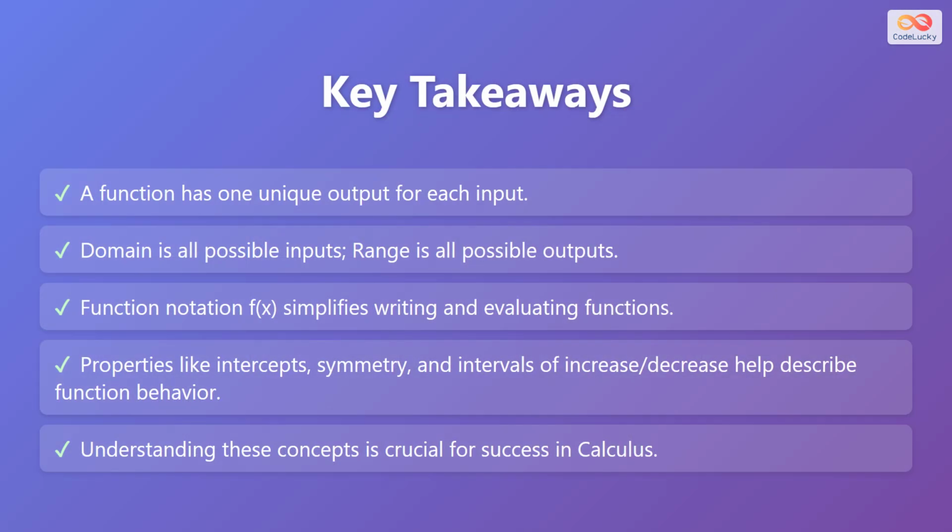To sum up, remember that a function pairs each input with a single, unique output. The domain and range tell us the possible inputs and outputs. We can use properties like intercepts, symmetry, and whether a function is increasing or decreasing to understand its behavior. Mastering these ideas is a critical step on your path to calculus.